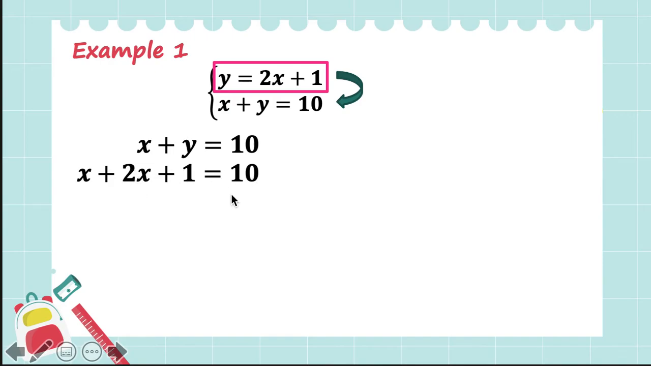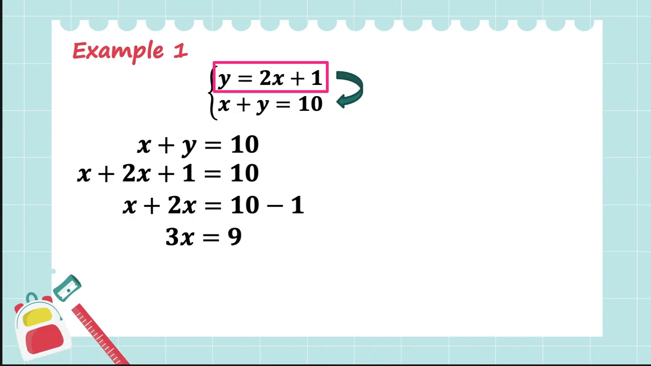After that, simplify your expressions. Combine like terms: x plus 2x is 3x, and then transpose 1 to the other side, so it becomes negative 1. Simplify: x plus 2x is 3x, and 10 minus 1 is 9. So 3x = 9. Then divide both sides of the equation by 3. As we divide both sides by 3, x = 3, because 9 divided by 3 is 3.